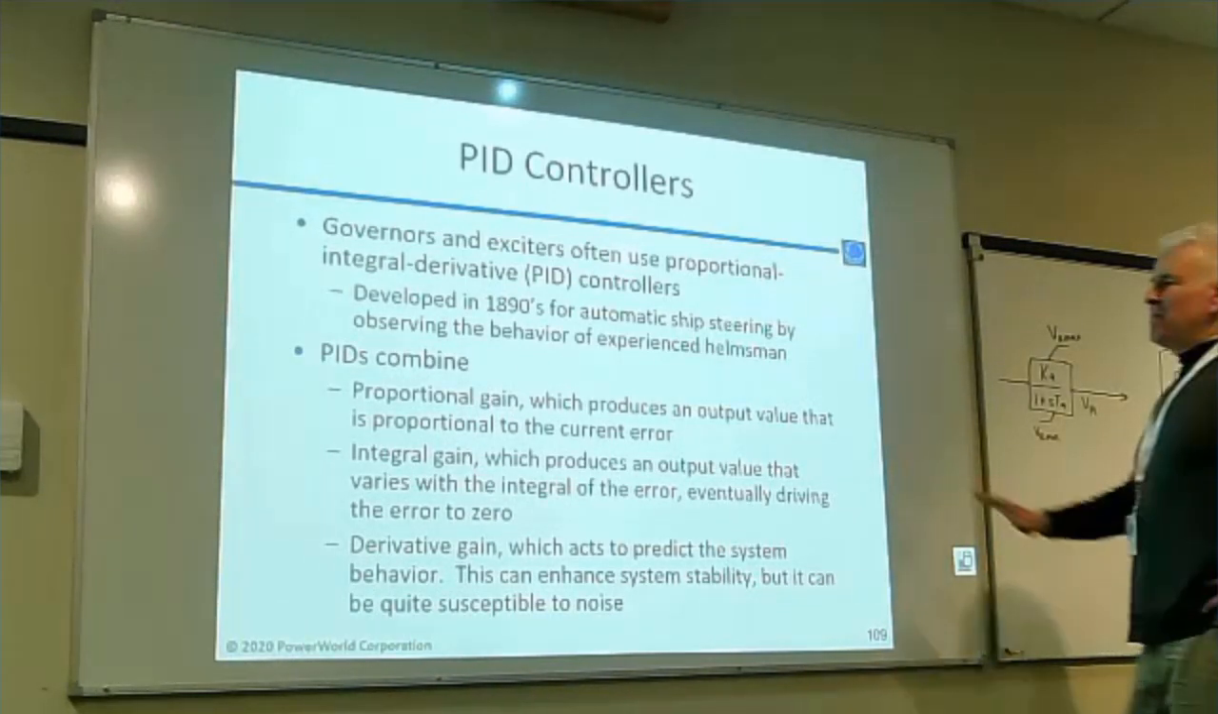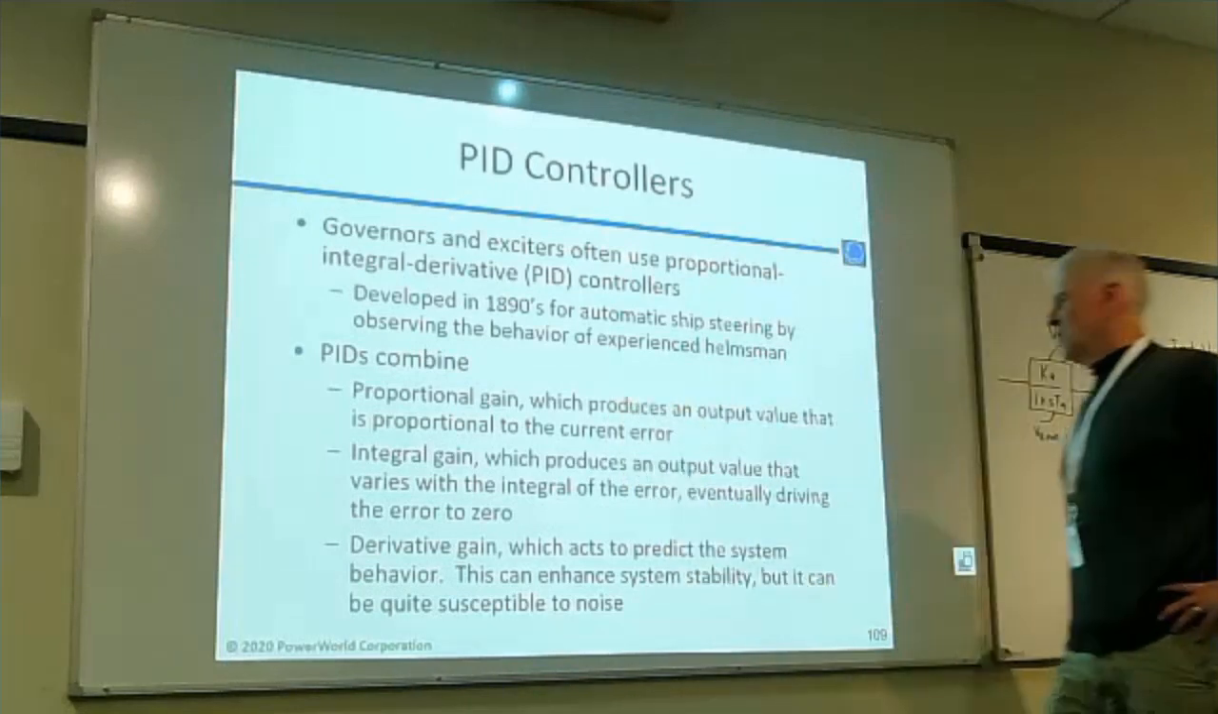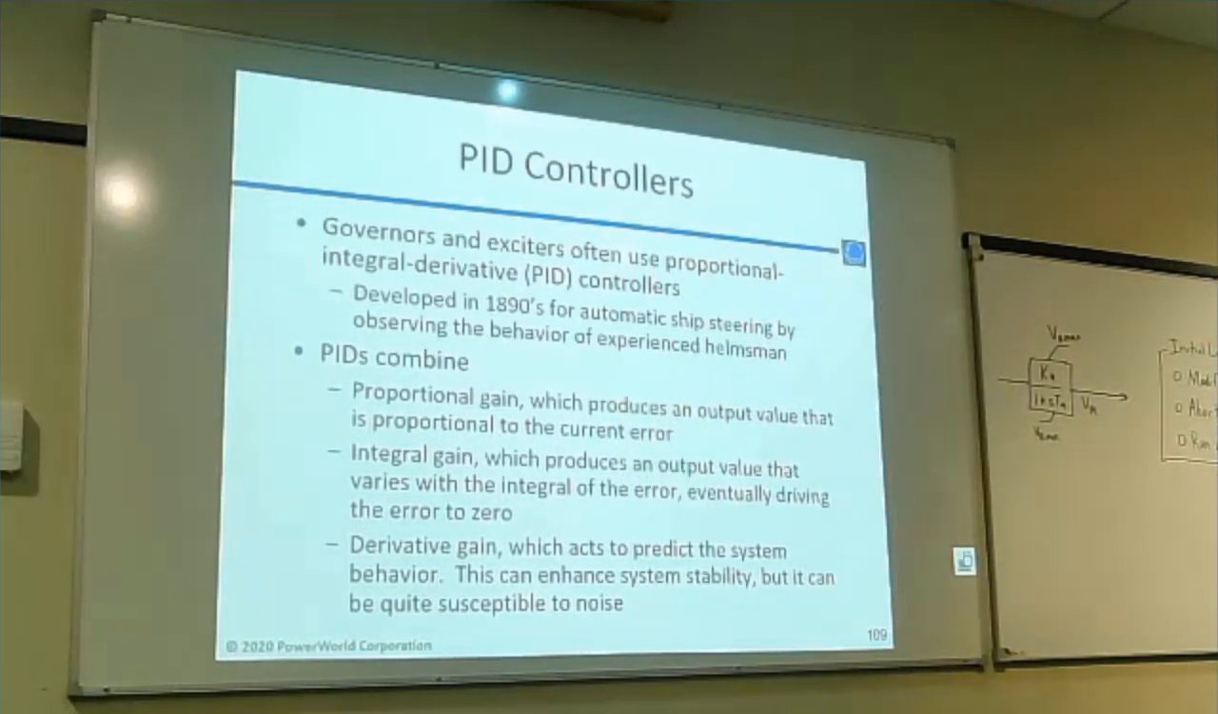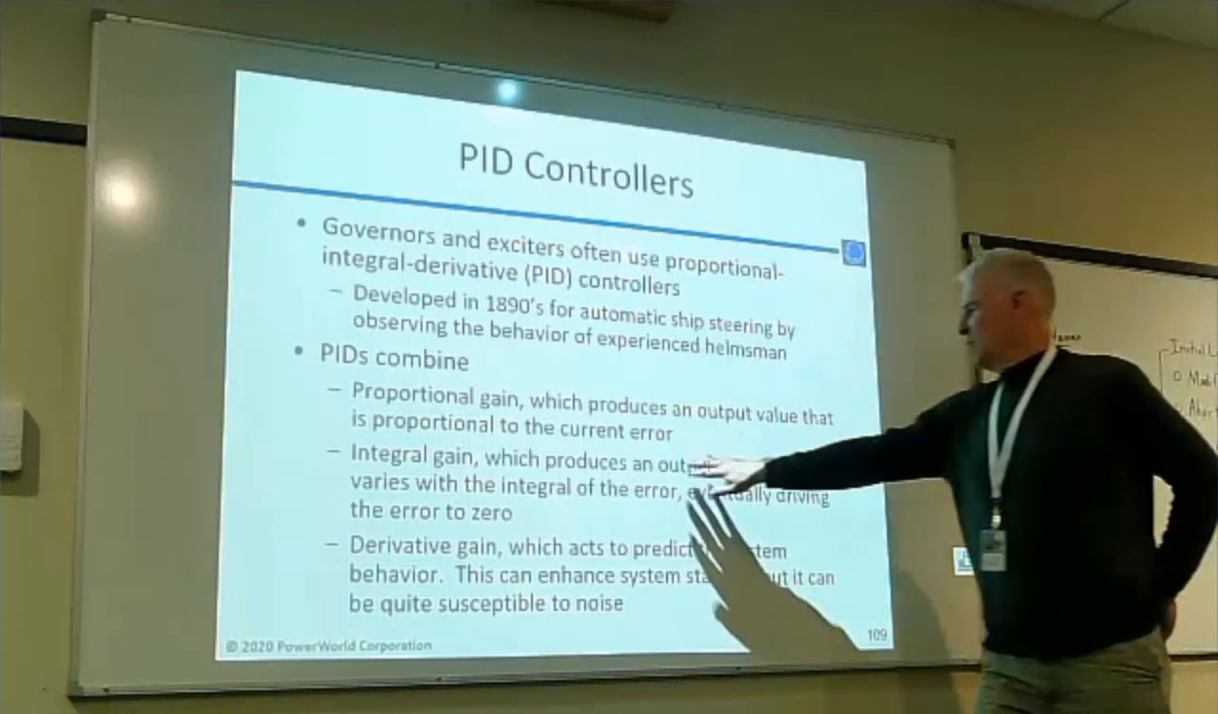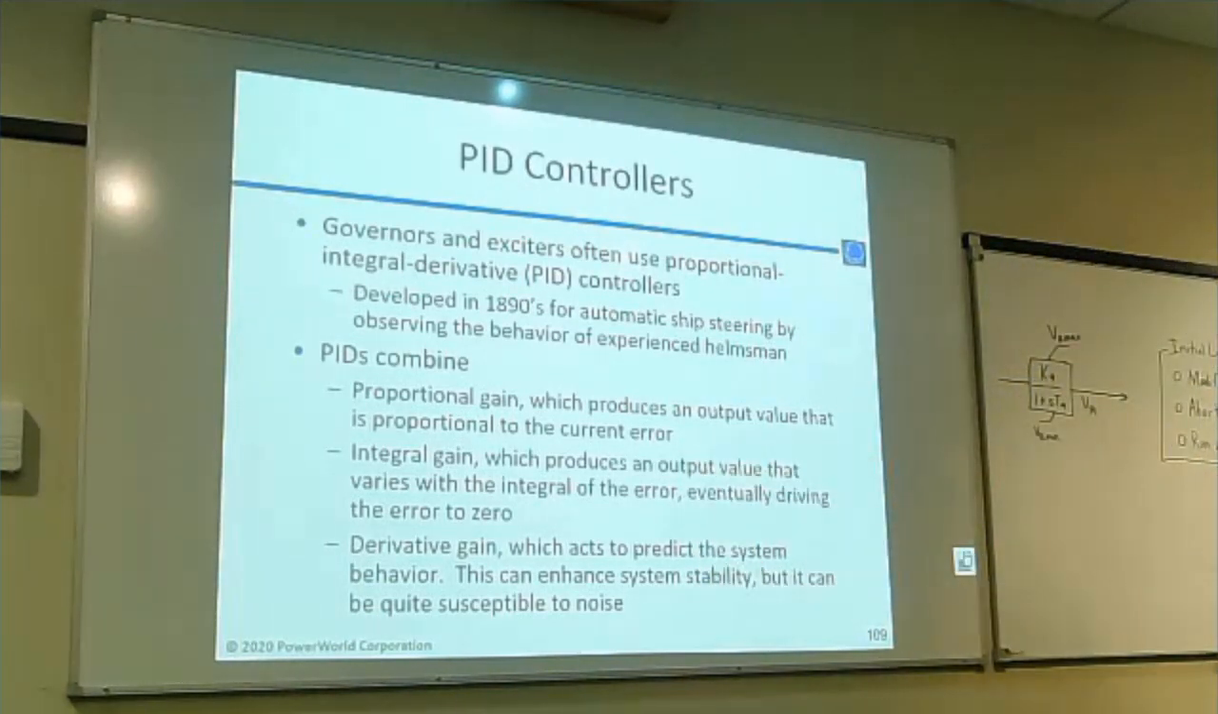A PID combines a proportional gain, which produces an output value that is proportional to the current error. It's got an integral gain, which produces an output value that varies with the integral of the error, and that will eventually drive the error to 0.